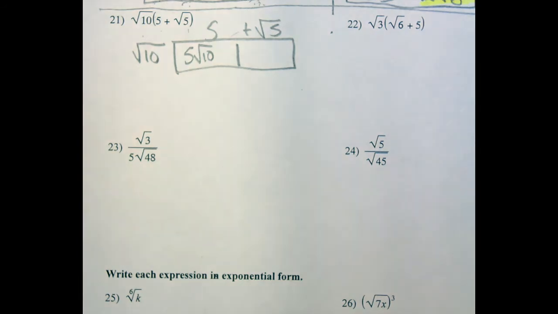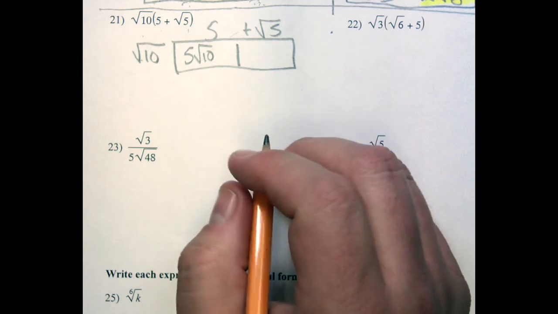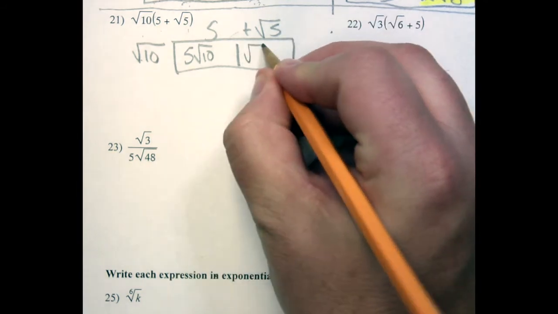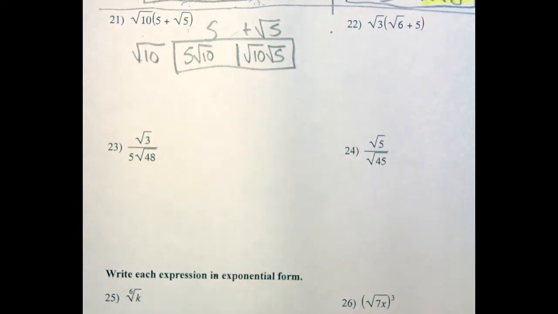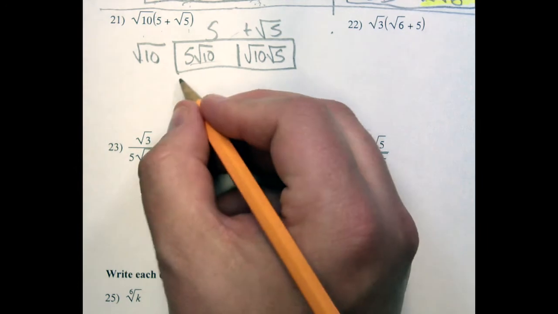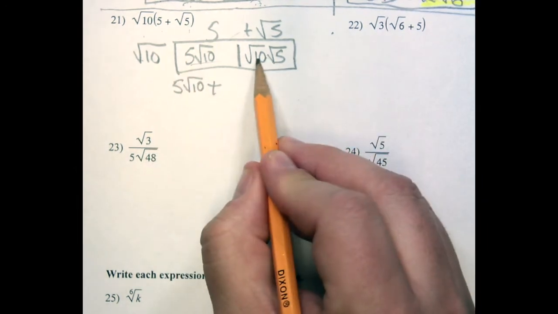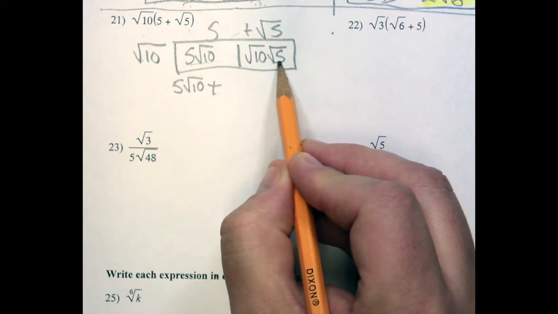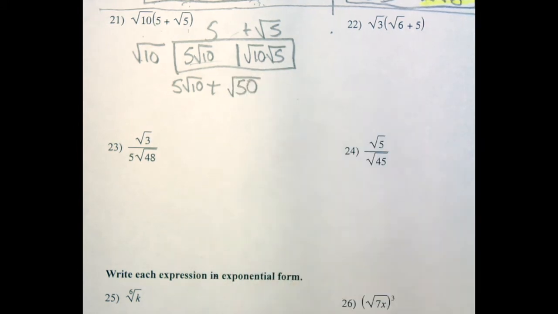Okay? Now, how do I multiply the square root of 5 times the square root of 10? Well, normally we would just write down the square root of 10 times the square root of 5. So when I combine these terms, I would have 5 times the square root of 10, but what's 10 times 5? 50. So I'm just going to rewrite that as the square root of 50.